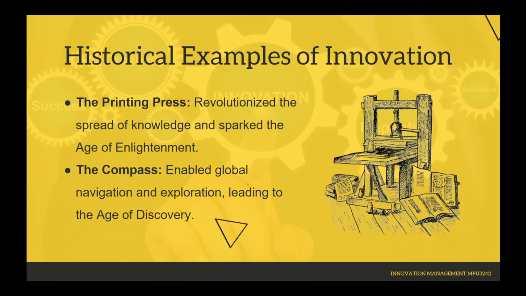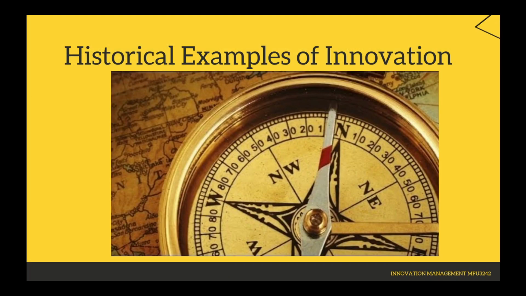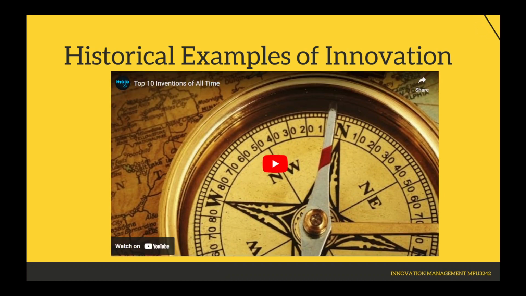So let's look at some historical examples of innovation. The first is the printing press, where the introduction of the printing press revolutionized the spread of knowledge and sparked the age of enlightenment. And then we see the compass. When the compass was introduced, it enabled global navigation and exploration, leading to the age of discovery. Let me show some examples of innovation.